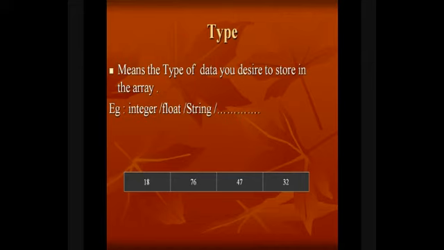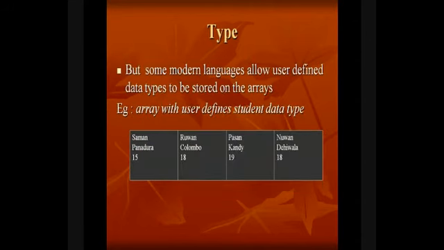Let's talk about the type of an array. In the type we specify what type of data we are going to store in the array. Normally it is a primitive data type which is supported by the language. But advanced languages like Java provide facilities to store even user-defined data types.